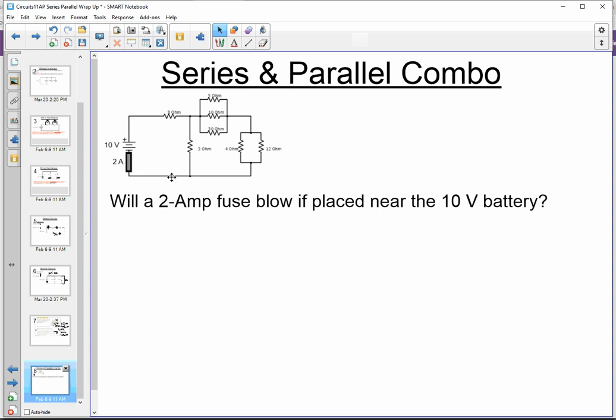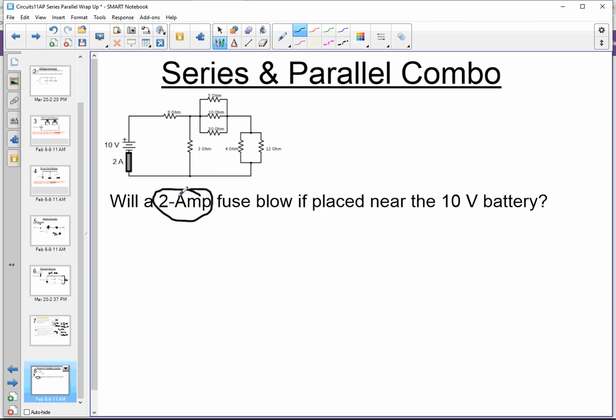Our final example, we have a hefty series parallel combination. And the question is, will a 2 amp fuse blow if it's placed near the 10-volt battery? So here you can see our 2 amp fuse near the battery, and we have a bunch of resistors out here. Now, what's it really asking if a 2 amp fuse will blow when it's placed near the battery?